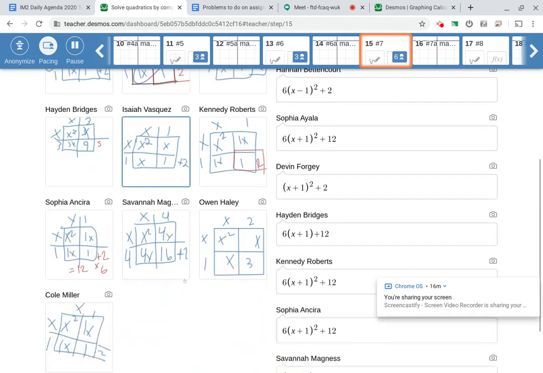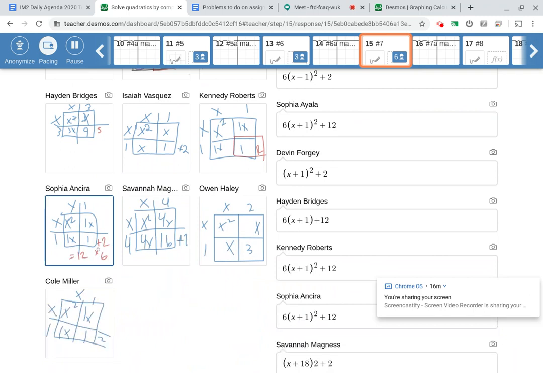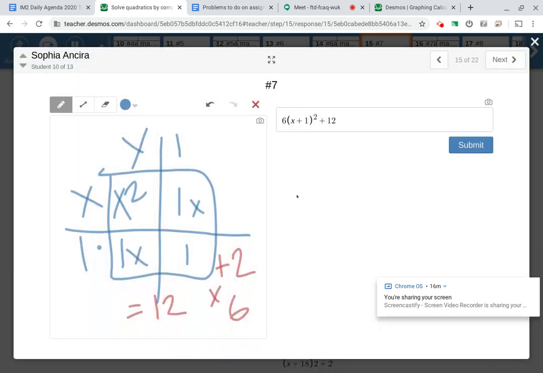Let me see somebody who did all of the work here. All right, Sophia, thank you so much for the way you do it. It really helps me to help out. Can somebody read me the original one so I don't have to go back and forth? Is it 6x squared, right? And then what else? Plus 12x plus 18.